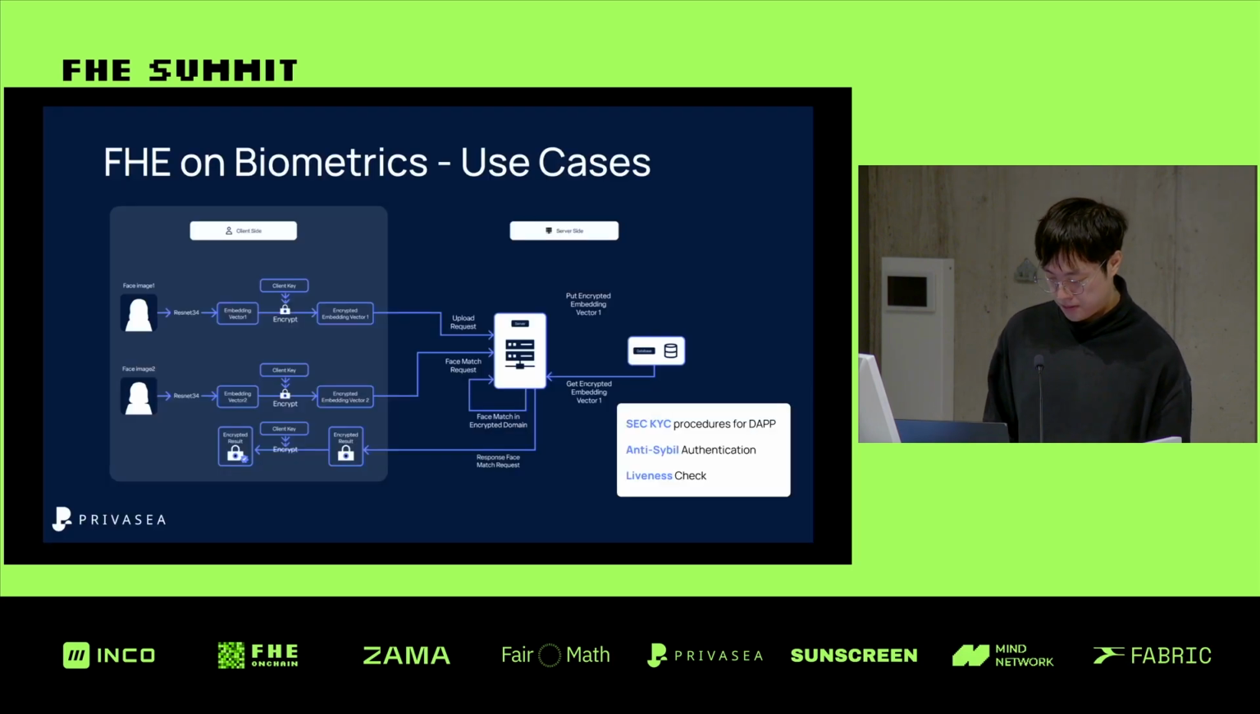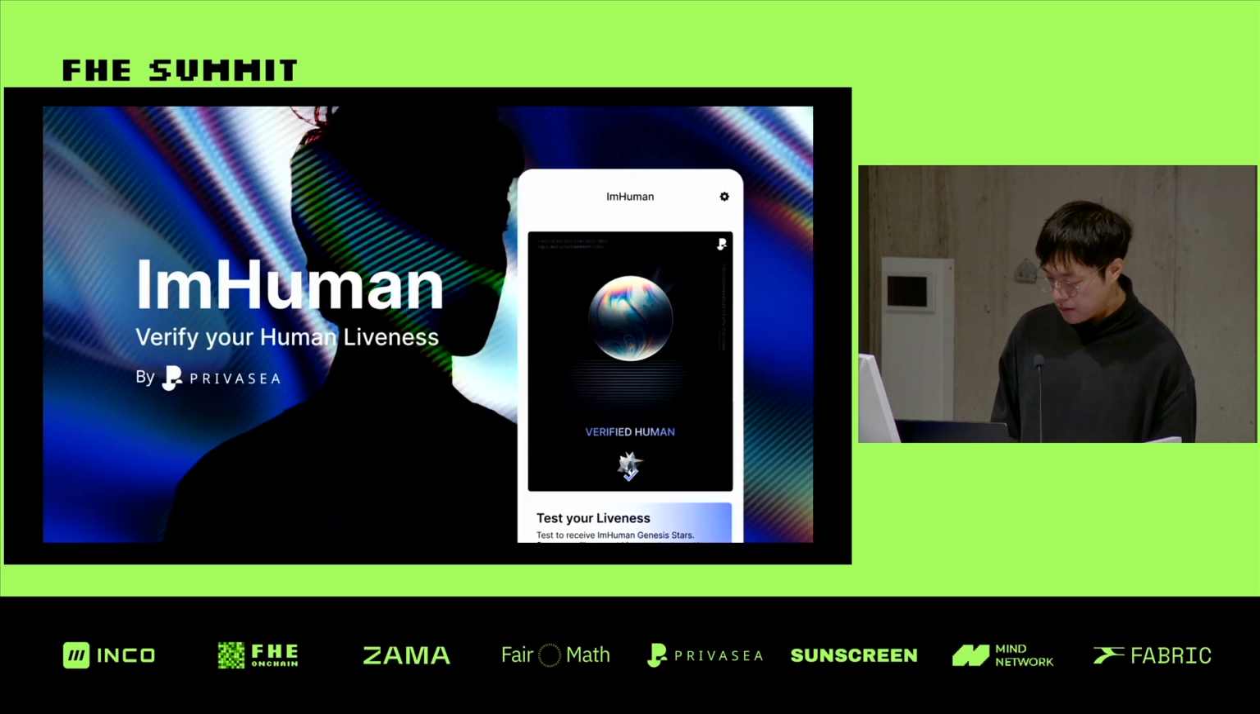Okay, so privacy FHE-based face recognition can be applied in various scenarios, such as secure KYC procedures for decentralized applications, and liveness checks for some biometric authentications, and so on. And this is our I'm Human application. You can find it in the Google Play Store and Apple App Store.